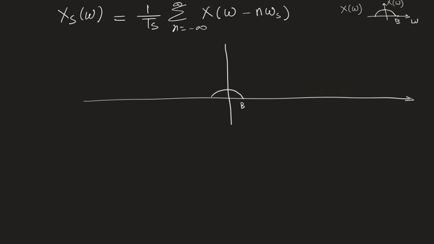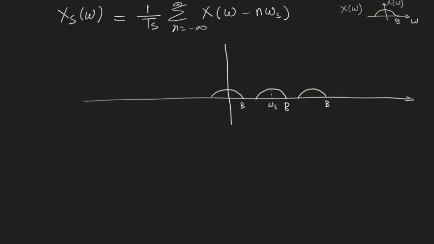And now let's put n equals 1. When n equals 1, I get the same shape, but centered around omega s, because it's shifted by the value omega s. So if its center value was 0, now the center value becomes omega s. I get the same shape with bandwidth B, and the center point is omega s. And if I put n equals 2, I get the same shape with bandwidth B, and bandwidth here means this distance, okay? It doesn't mean that the end point is B.